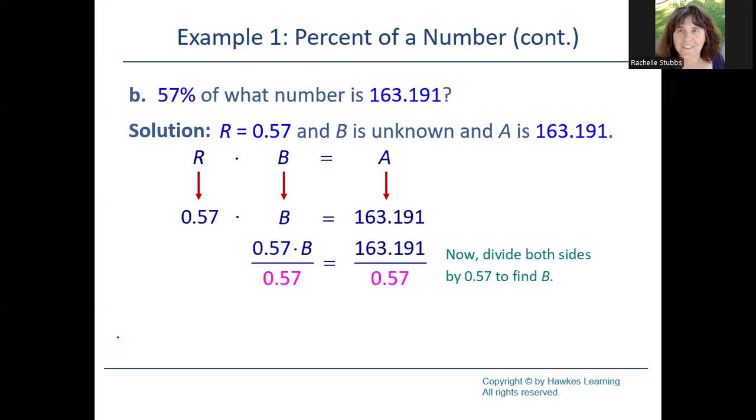In this case, we're going to divide by 0.57, and it's going to be 163.19. Now, just as a reminder, 57% is the same as 57 over 100. And if I do the math for that, that makes it 0.57. And that's where that 0.57 is coming from, converting a percent to a decimal. And so 57% of $286.30, or whatever the number is, is 163.191.